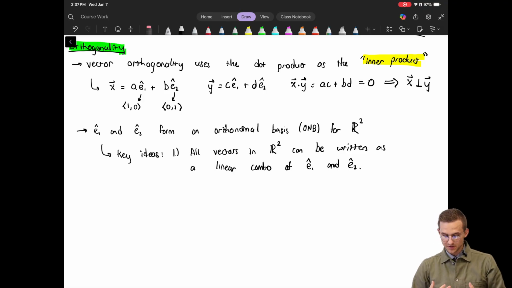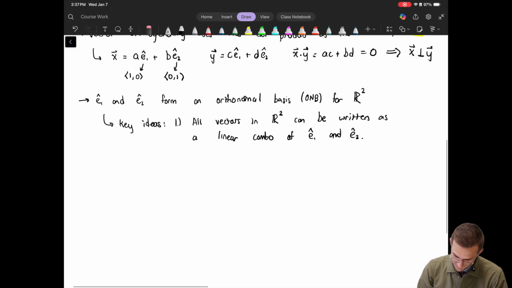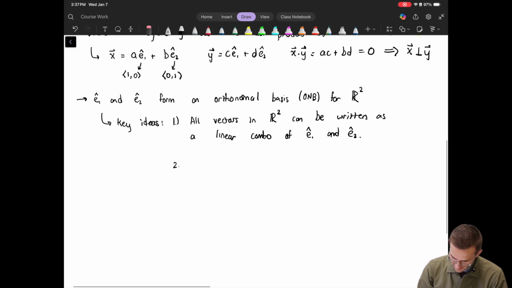Okay, so that literally means you can add these things together with different coefficients and you can form any vector in R2. That's what makes them a basis. Okay, that's the definition of a basis. And then 2, E1 hat and E2 hat are orthogonal to one another.